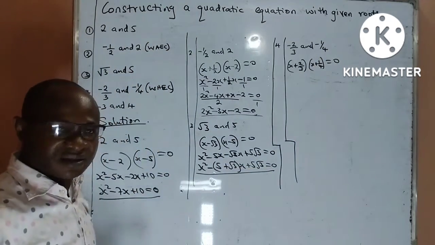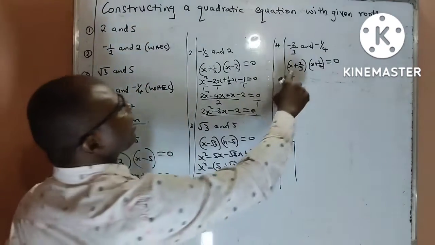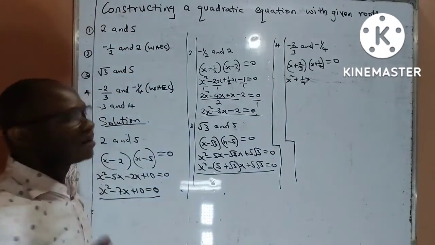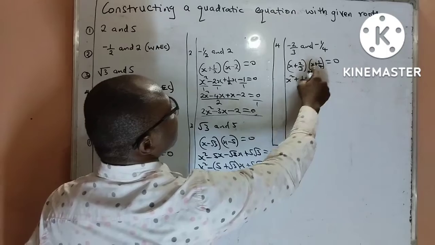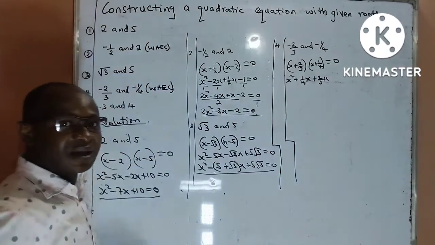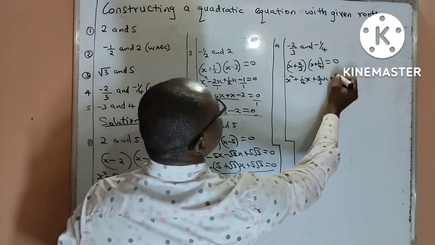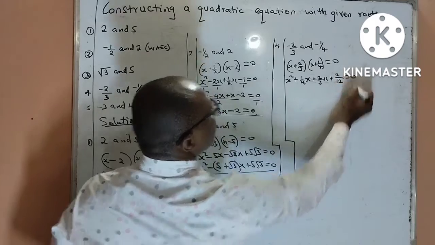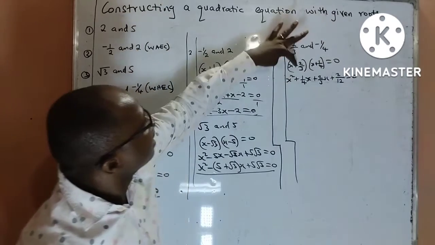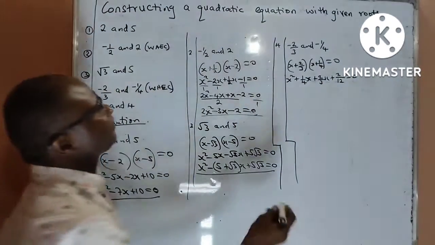We open the brackets. X times x will give me x squared. X times 1 over 4 will give me 1 over 4x. Next, 2 over 3 times x will give me 2 over 3x. The last, 2 over 3 times 1 over 4 will give me 2 all over 12. Everything equal to 0. What did I do there? 2 times 1, 2, and then 3 times 4, 12. As simple as that. Beautiful.